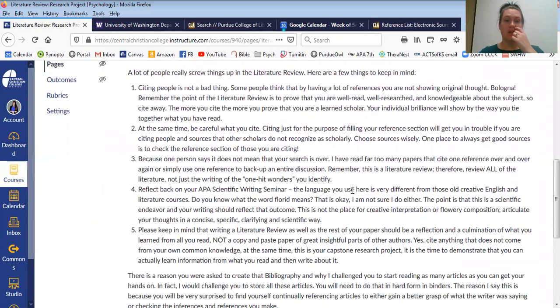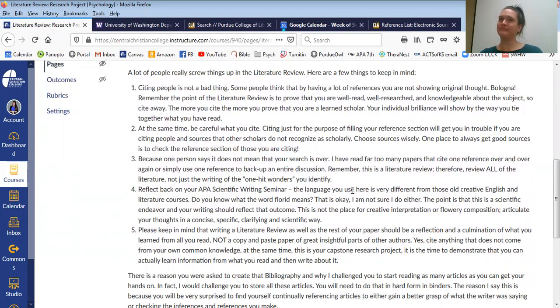Wanting to read through these, a lot of people really screw things up in the literature review. Here are a few things. Literature review, man, people either hit a home run or not. Zena told me that she cried when she got hers back. She was about to cry or did cry when she turned it in because she realized she did it all wrong.